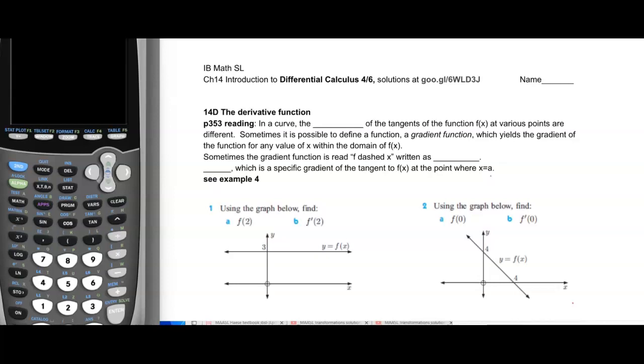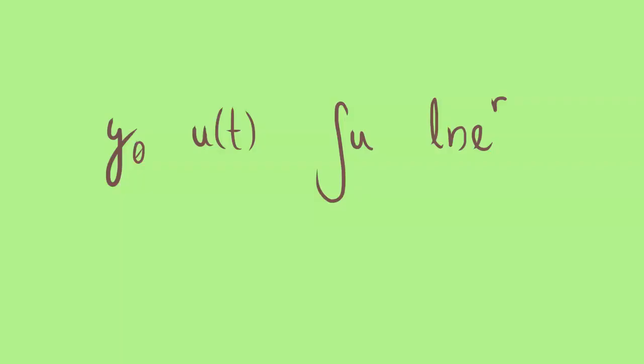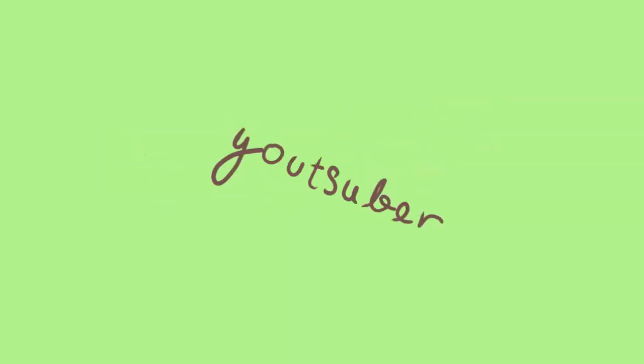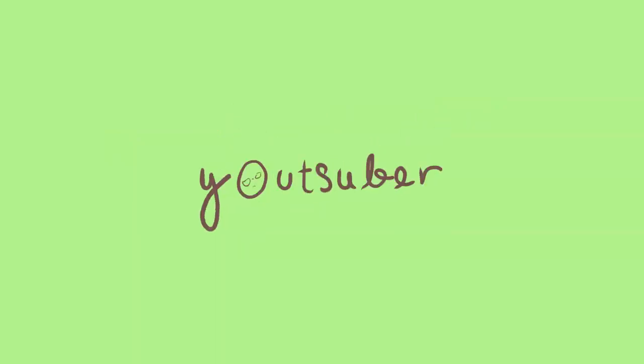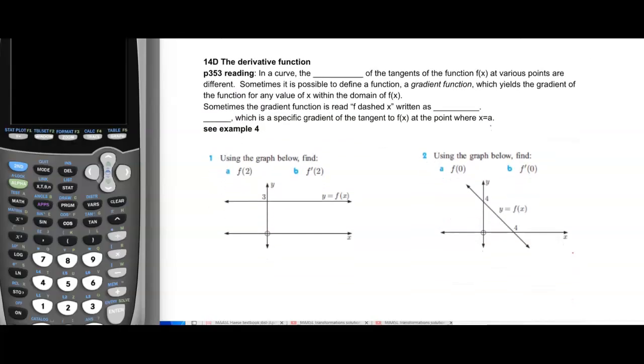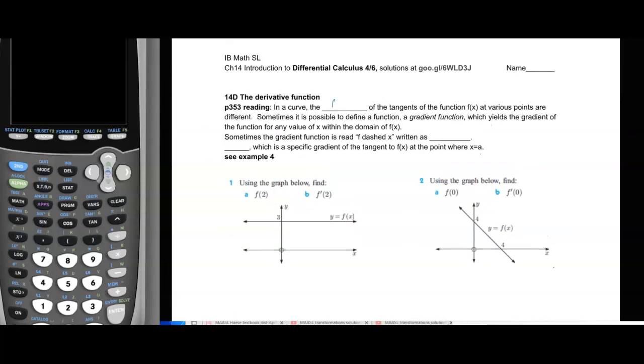Okay, let's talk about page 4 of differential calculus. Okay, so the derivative function. In a curve, the slopes of the tangents of the function f of x at various points are different.